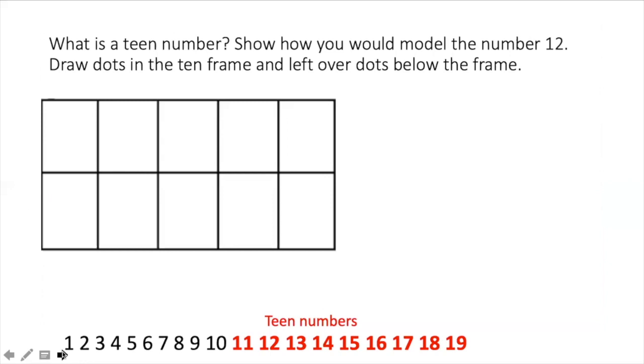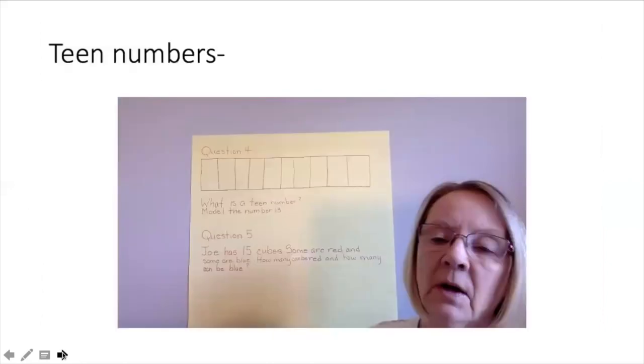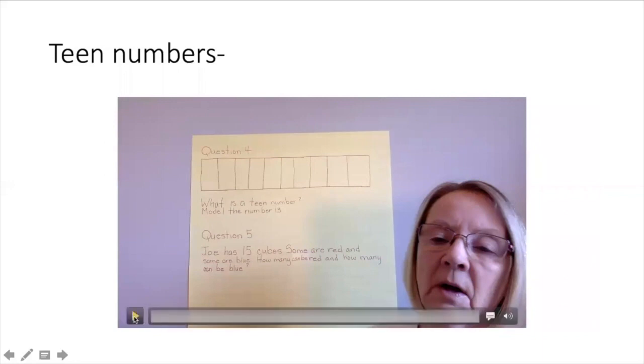The next question says, what is a team number? Show how you would model the number 12. Draw dots in the 10 frame and leftover dots below the frame. So we're also going to show you an example of that. A team number is counting numbers that represent 10 and some number of ones from 1 to 9.